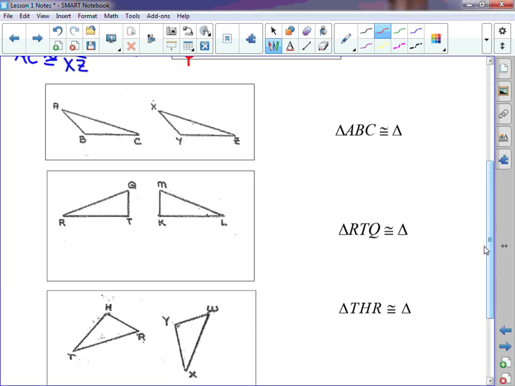That's not always going to be the case. They could take the triangle, flip it, turn it, or rotate it. So they'll often have markings on the triangles to help you match it up. These ones are drawn real nicely, where it's easy to see what matches up. So here we have triangle ABC is congruent to triangle XYZ. Again, I could go through and draw in my corresponding pieces.